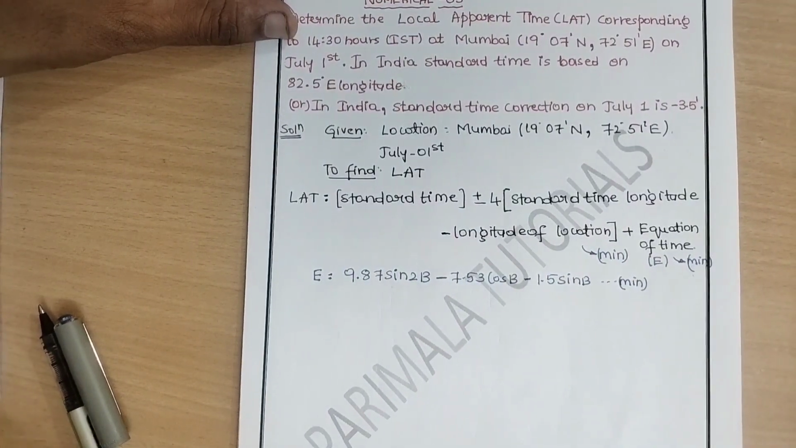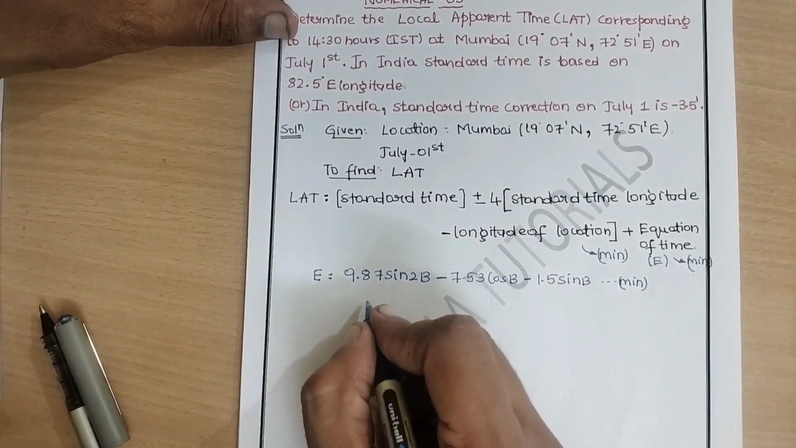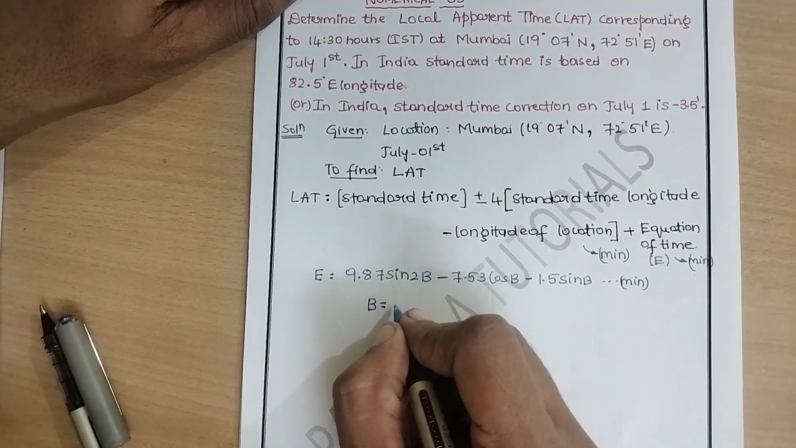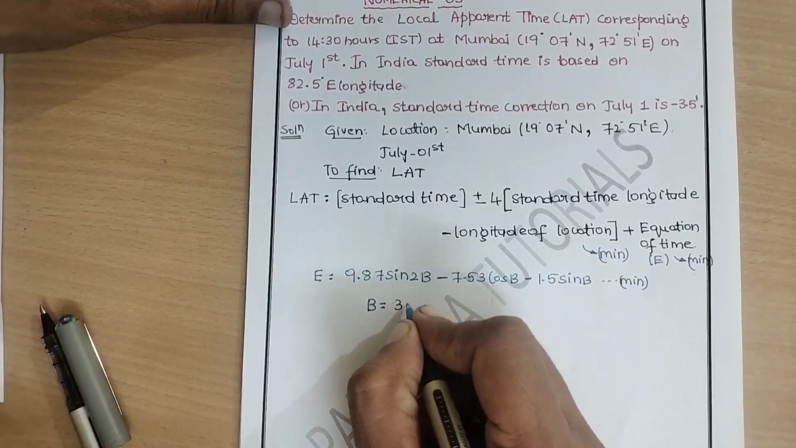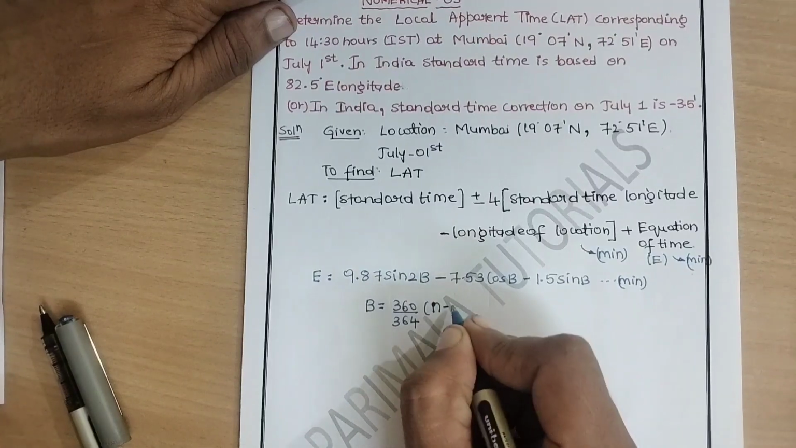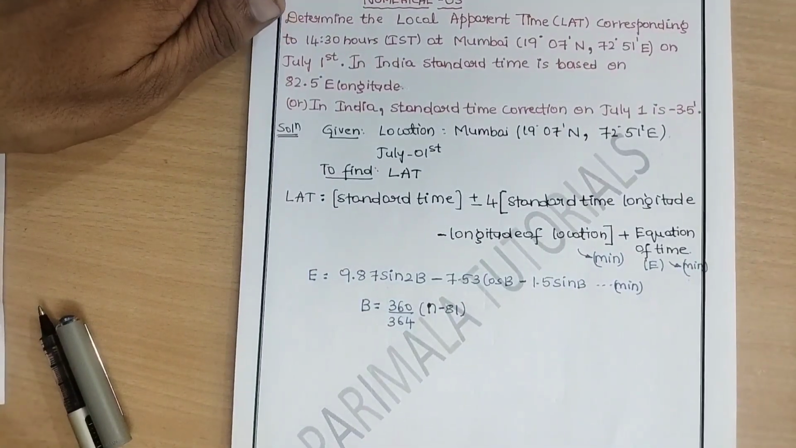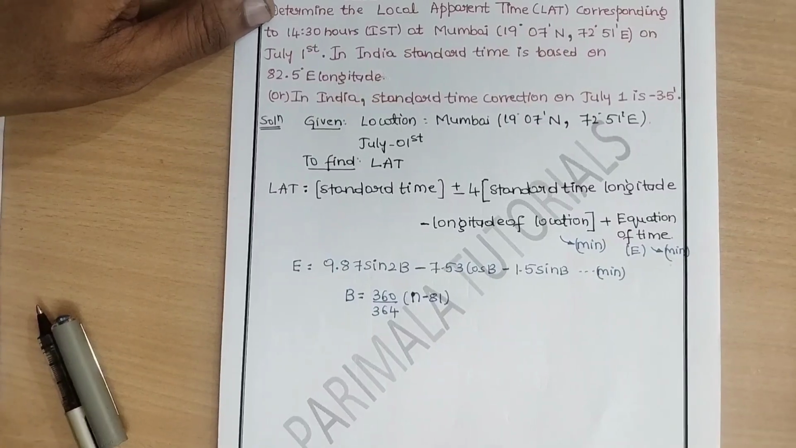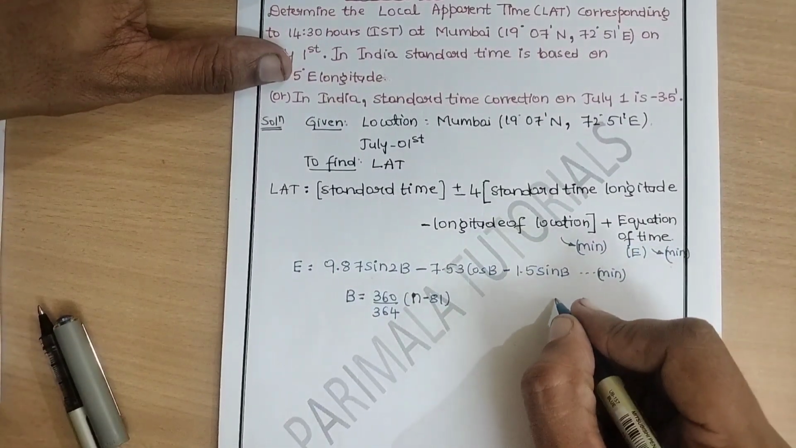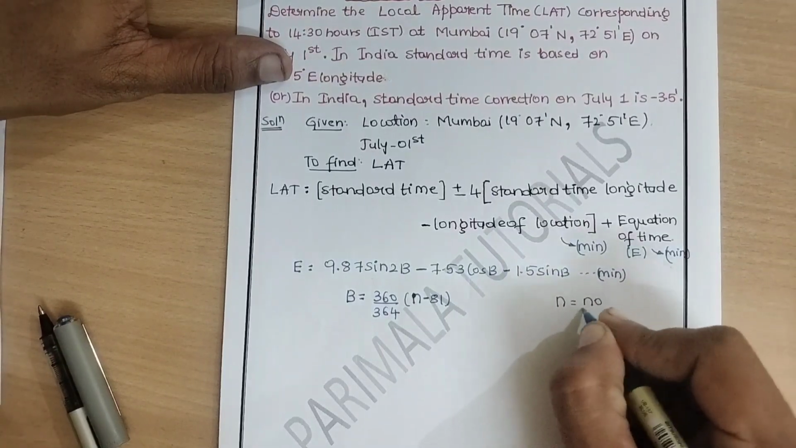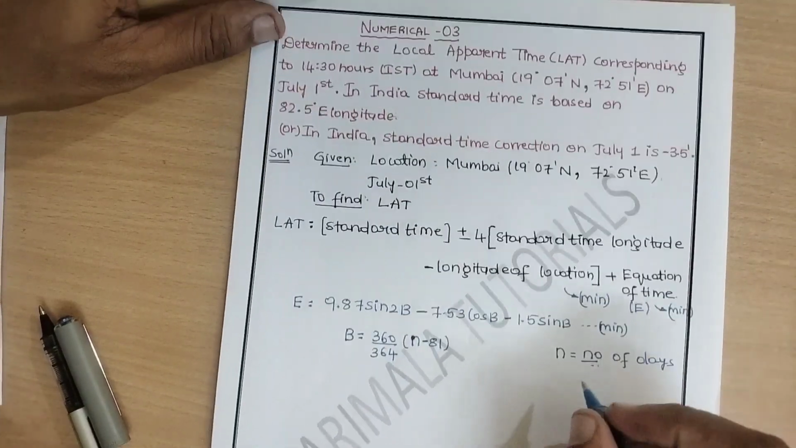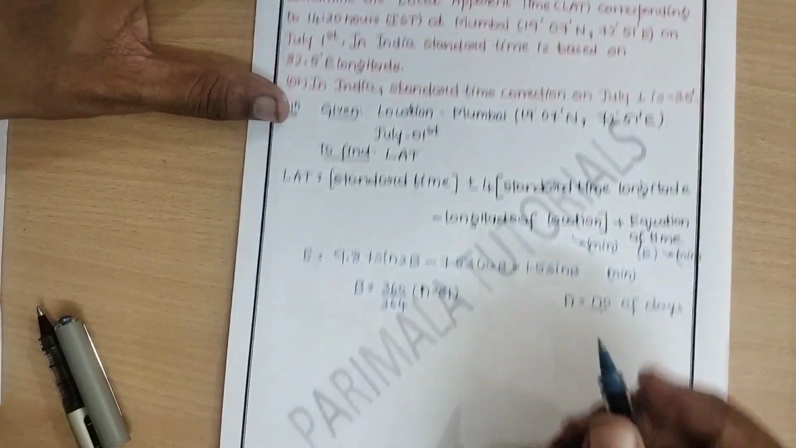Now the question is, what is B? To find the value of B, there is one more equation. The value of B is given as 360 divided by 364 into n minus 81. So this is what we are supposed to understand. We have just decoded how to find the value of E. One by one, what is n here? n is equal to the number of days for which we want to calculate. For the problem, they have given July 1st.